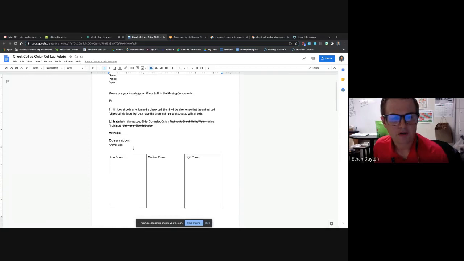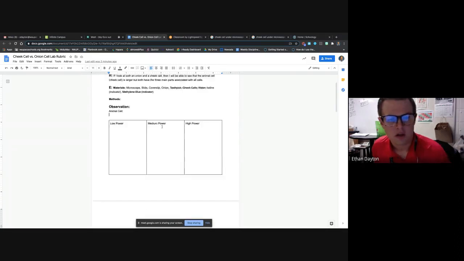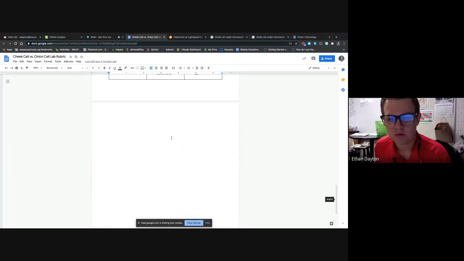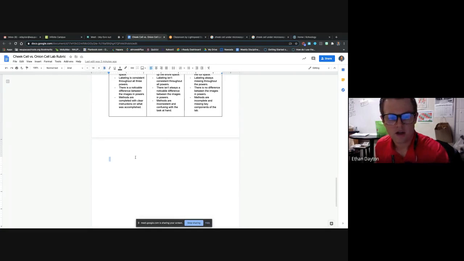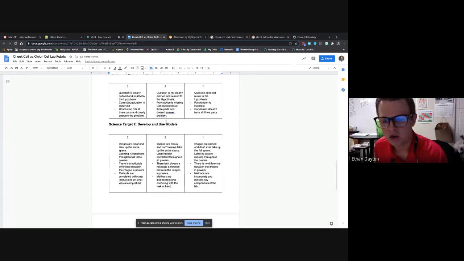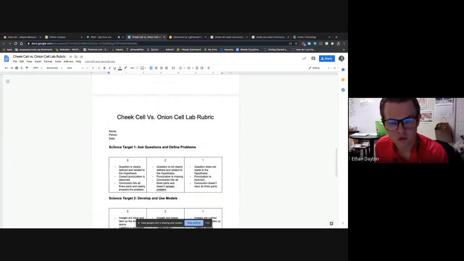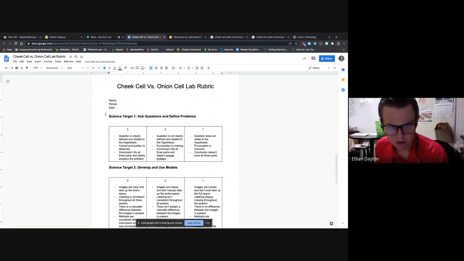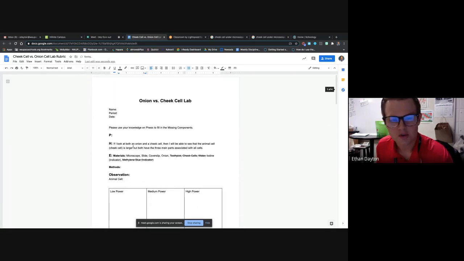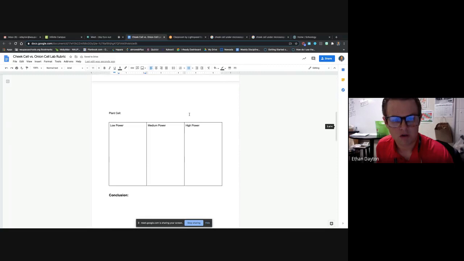Now we're moving on to observation. Okay, observation. First, you are looking at an animal cell. Now, I'm going to quickly scroll all the way to this rubric. Okay, here's what it takes for you to get a 3 in 2 targets on this lab. This lab is 2 targets. All right. So science target 1, in order to get a 3, your question is clearly defined and related to the hypothesis. So if your question is related to your hypothesis, you're in good shape.